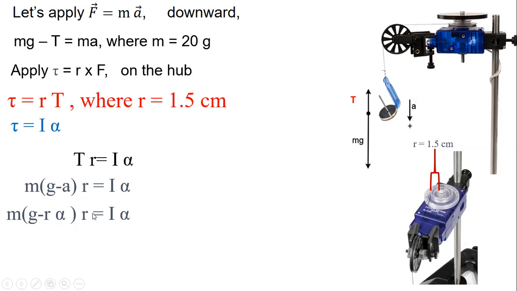So torque times r is equal to I alpha. And then I can simplify it a little bit further. So I need the answer for I, right? So I is equal to m times g minus r alpha times r divided by alpha.